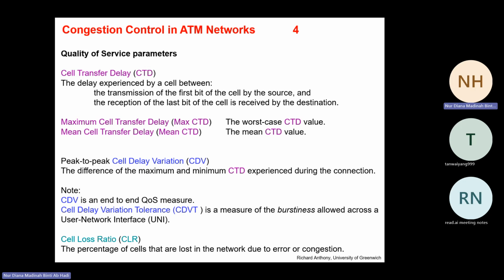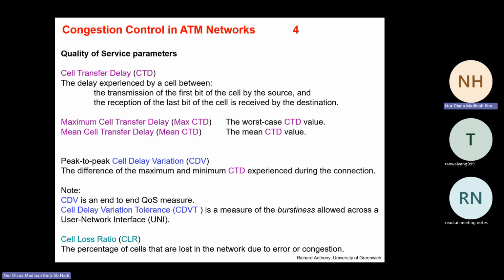So, what is actually the quality of QoS parameters? You can see we have cell transfer delay, which is the delay experienced by a cell between the transmission of the first bit of your cell by the source and the reception of the last bit of the cell by the destination.